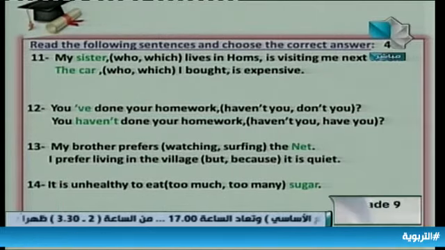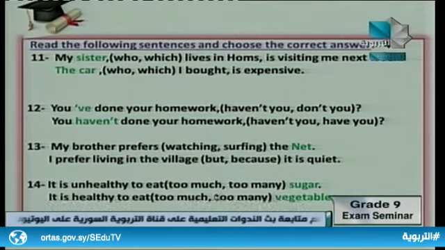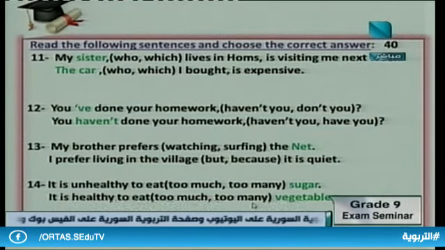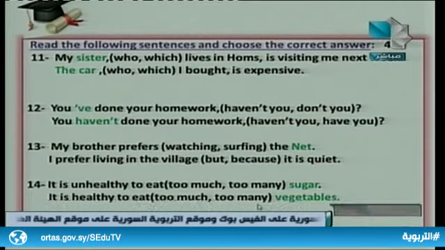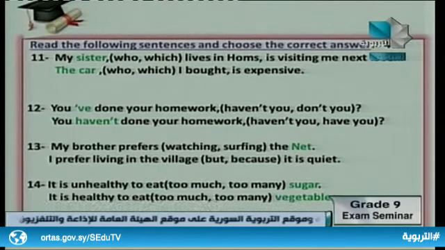Now, another example, which is about countable nouns: it's healthy to eat too much or too many vegetables. Here, vegetables as a noun is countable, so we use too many. Other examples for countable nouns: chairs, desks, cups, pens, books, anything which you can count.